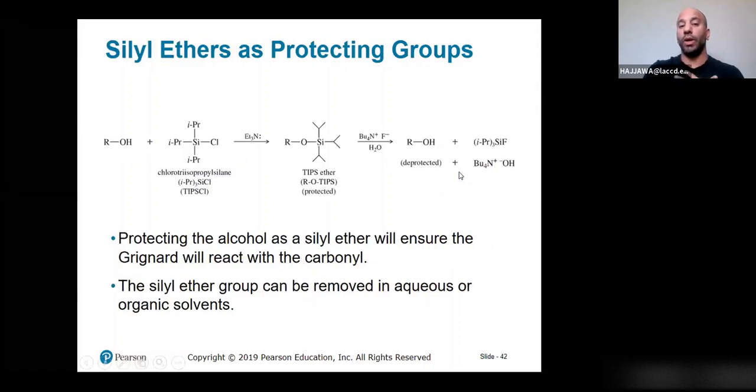Well, here's the way to do it. I take the alcohol, I protect it with a silyl halide. So in this case it is chlorotriisopropylsilane, or the abbreviation for it is TIPS chloride. Once we react this with the alcohol in presence of triethylamine for the purpose of neutralizing the resulting HCl, we end up making the silyl ether. And you can see here clearly the isopropyl groups and the silyl attached on oxygen. So that's the silyl ether.